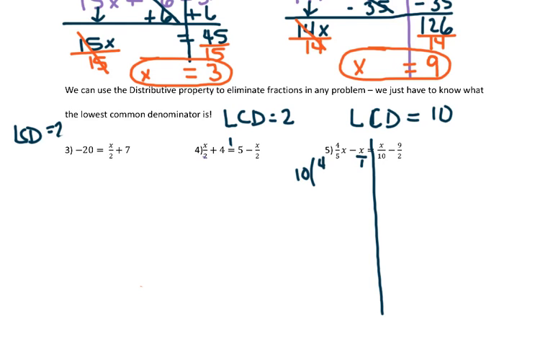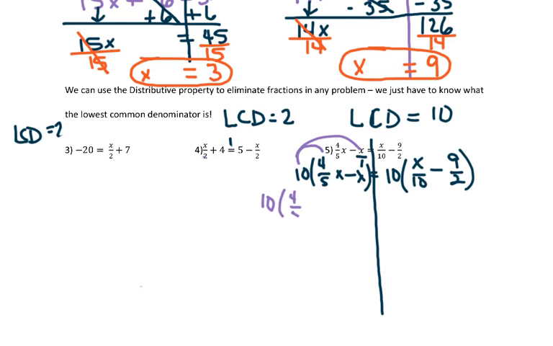10 times 4/5 x minus x equals 10 times x over 10 minus 9/2. So we're going to distribute the 10. So I have 10 times 4/5 x minus 10 times x equals 10 times x over 10. I'm distributing over here, minus 10 times 9/2.